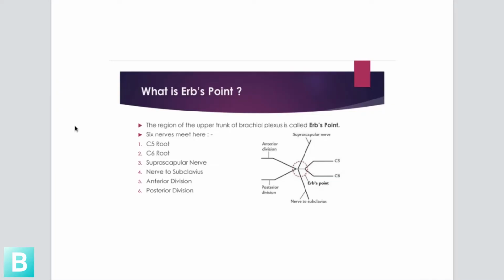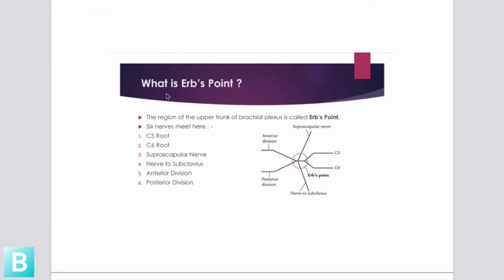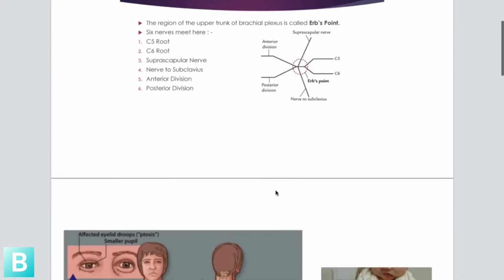Now let's take a look at clinical anatomy of the brachial plexus. First, let's talk about Erb's paralysis. The site of injury for Erb's paralysis is the Erb's point, which is the junction of 6 nerves: C5 and C6 nerve roots, suprascapular nerve, nerve to subclavius, and the anterior and posterior divisions of the upper trunk. So basically the Erb's point lies in the upper trunk of the brachial plexus. The cause of this injury is the undue separation of the head of the humerus from the shoulder, which can occur during difficult childbirth, fall on the shoulder, or during anesthesia.